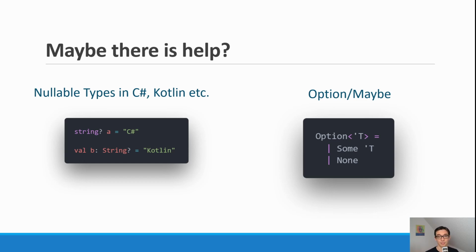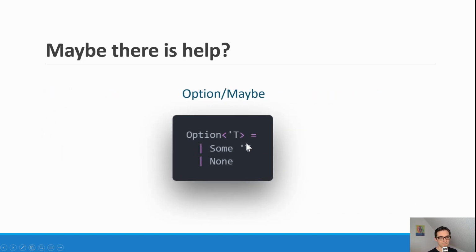So in F#, they are called options. In Haskell or Elm, they are called maybes. So what is this kind of type? An option here is some kind of pseudosyntax, and you see here that this option has some generic type parameter, which means that we can use this later on in the type. And an option consists of actually two different instantiations, so to say. So you can actually create a Some of something or a None.